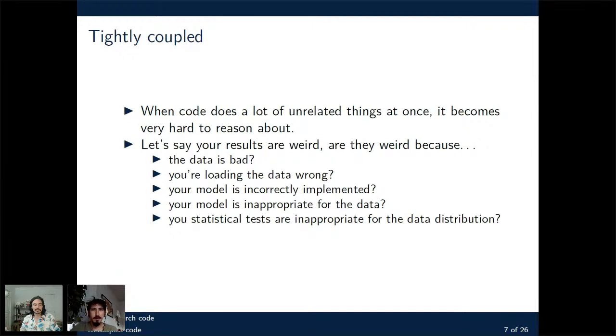If your results are weird, it could be because the data is bad, or because you're loading the data wrong, or your model is incorrectly implemented, or maybe your model is inappropriate for the data, or your statistical tests are inappropriate for the data distribution. There are a lot of different pieces that could go wrong in the process of producing a solution. So the solution is to package up all these different things, make sure each of the boxes is nicely and tightly decoupled from the others, and test each one to make sure it actually works. Then, by assumption, if each of the boxes individually works, all the boxes together should play nicely. That's the theory.